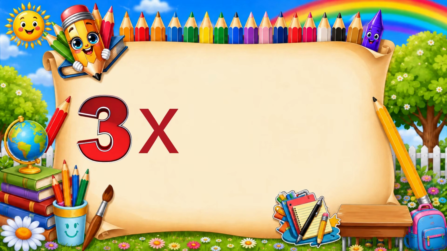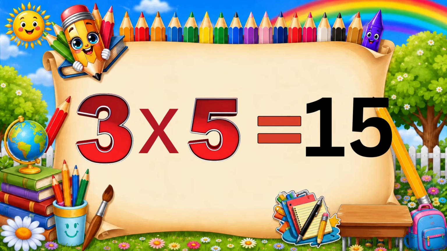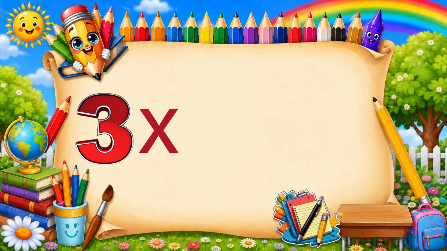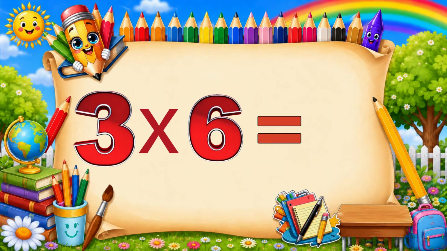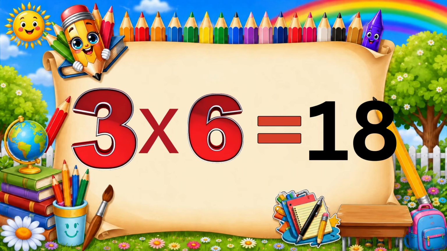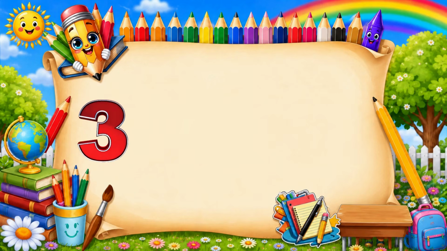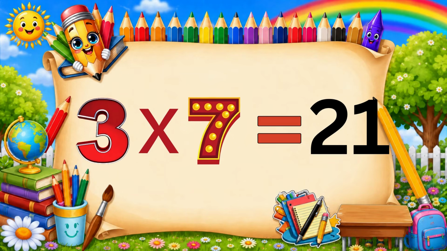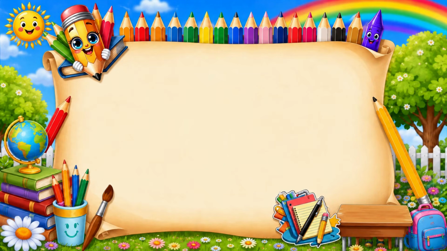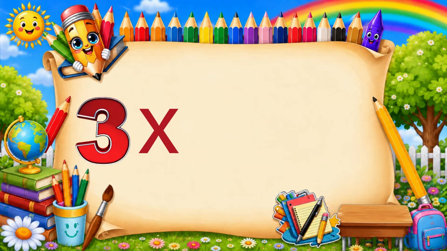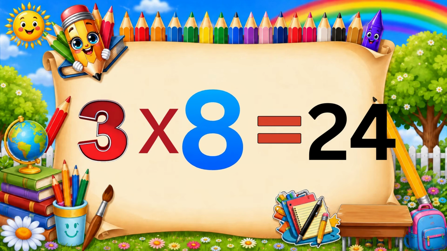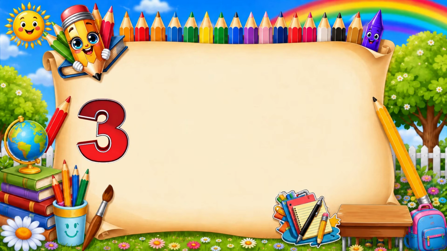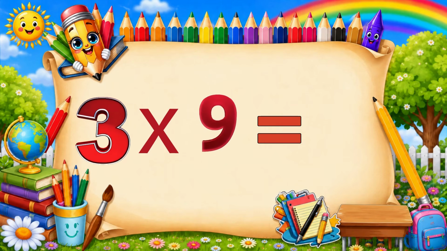3 fives are 15. 3 sixes are 18. 3 sevens are 21. 3 eights are 24. 3 nines are 27.